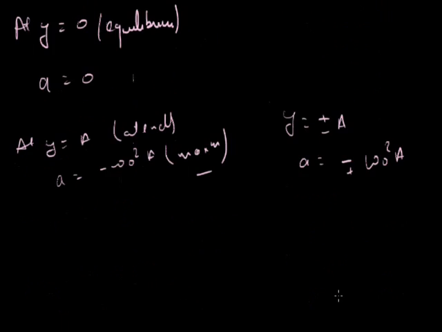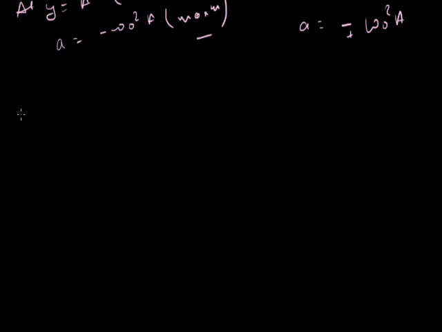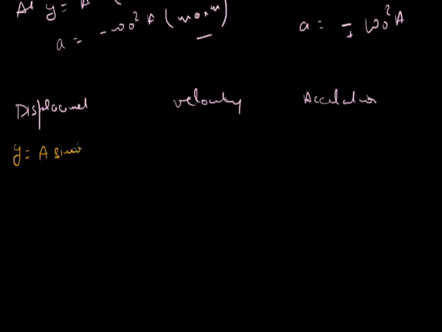So let's summarize this thing. We have the displacement, the velocity, and the acceleration. The displacement is y equals a sine(omega t plus phi), right? And in these terms the velocity is omega naught under root of a square minus y square, and the acceleration is minus omega naught square into y.